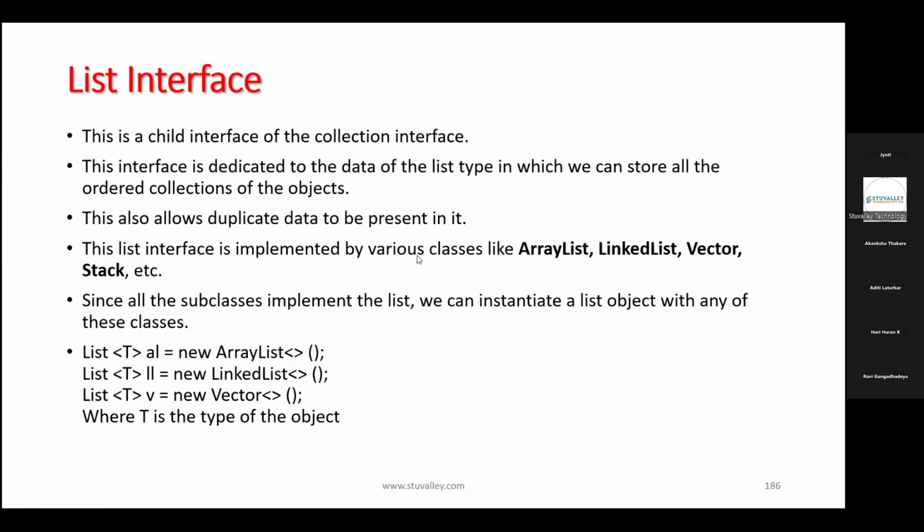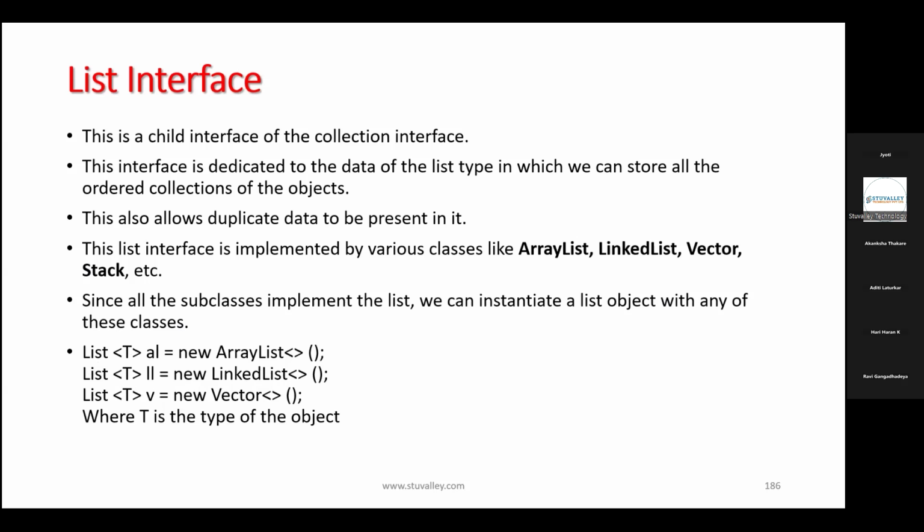This interface is implemented by various classes. Examples like ArrayList, LinkedList, Vector, Stack, etc. Okay. So since all the subclasses implement the list, we can instantiate a list object with any of these classes, like in this way: list with new ArrayList, list with new LinkedList, list with new Vector. Okay, where T should be the type of object.